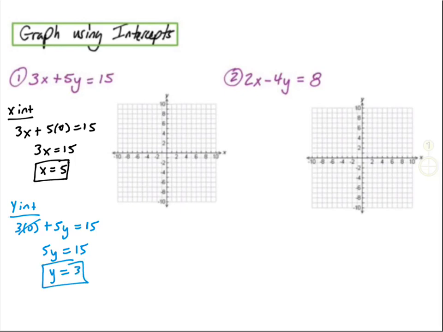And so now all we need to do is plot these 2 points. So our intercept for x was 5, so we go over to 5. Intercept for y was 3, so we go to 3. And now what we need to do is just connect them. So our line would look something like this. Hopefully I can draw this line straight. Nope, not quite, but close enough. There we go. And so this would be our line. And so we graphed it using our intercepts.